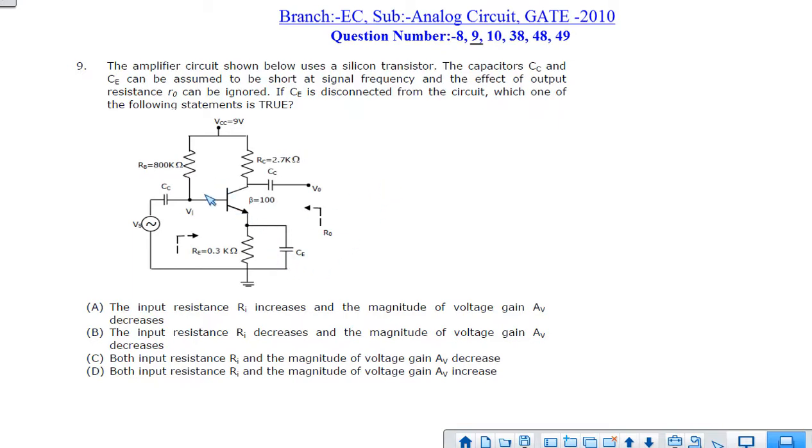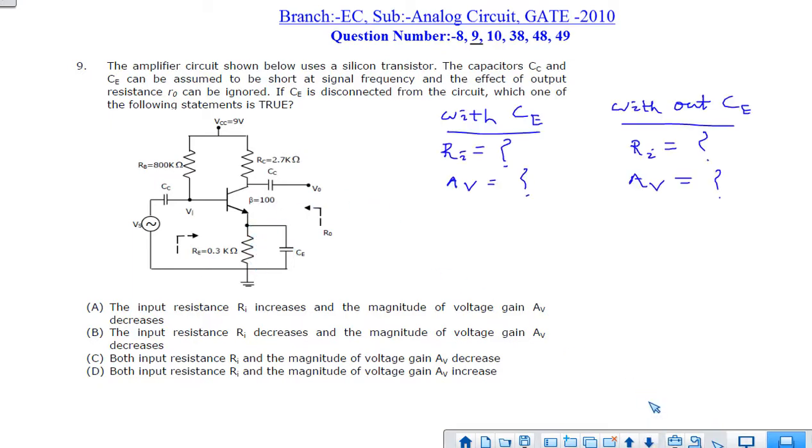So we have here this CE. Basically the question asks what is the effect of this CE. That is, if the CE is removed, then what will happen to the circuit? So we have two conditions: when the CE is connected, and when the CE is disconnected. When the CE is connected, for the small signal analysis, this will be shorted, so the emitter resistance will disappear. But when the CE is removed, the emitter resistance will come into play. So we have two cases, with CE and without CE.